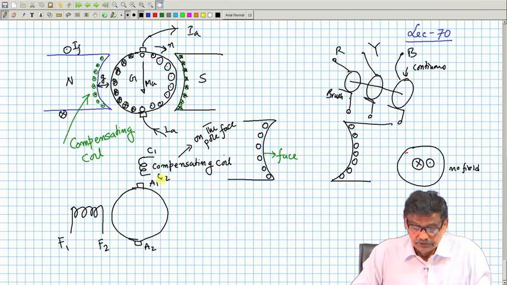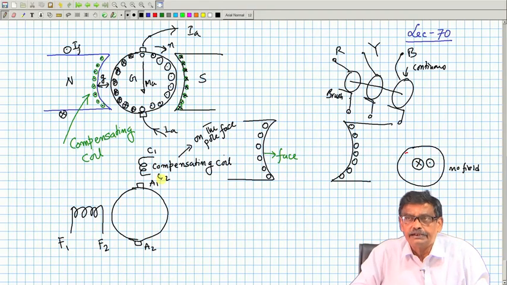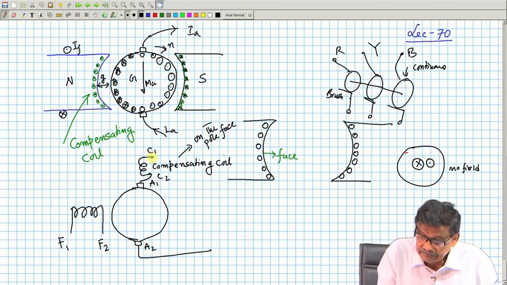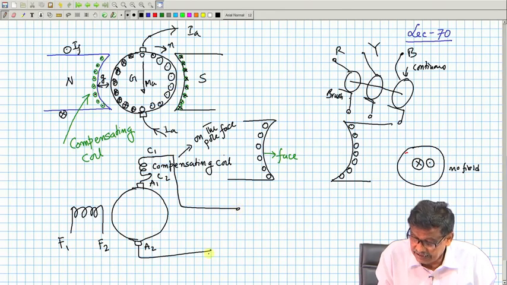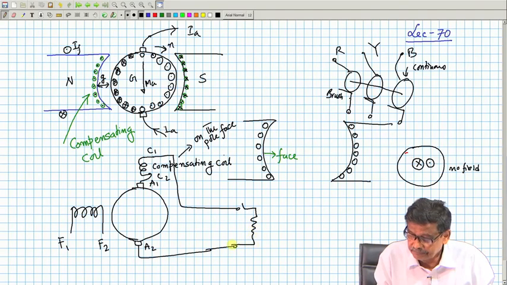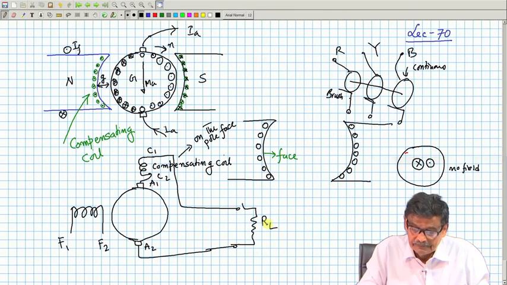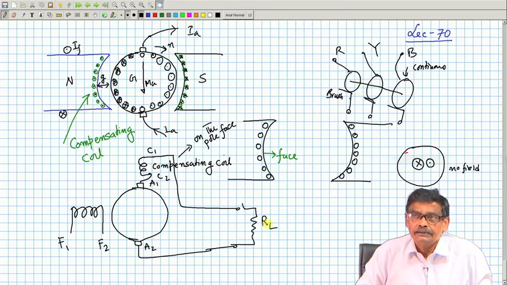And then for a large capacity DC machine, you connect this in series with the armature, this, and then connect the load. This is what you do. Got the idea?